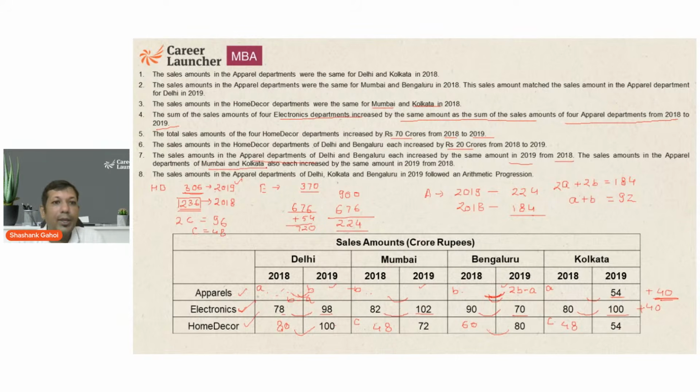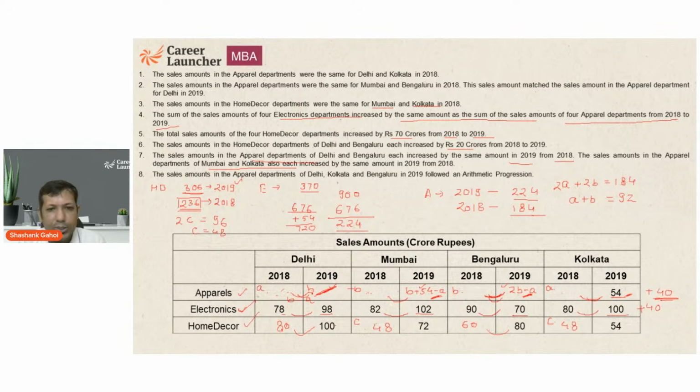And Mumbai and Kolkata also increased by the same amount. So here, what is the increase in Calcutta? That is 54 minus A. What is the increase over here? That is 54 minus A. So B plus 54 minus A is the amount we get. Now in 2019, this plus this plus this plus 54 sums up to 224.